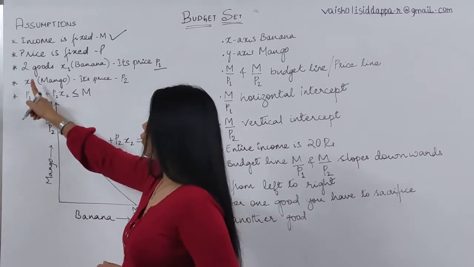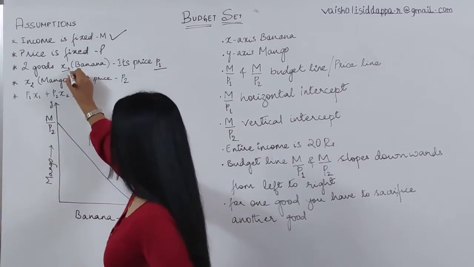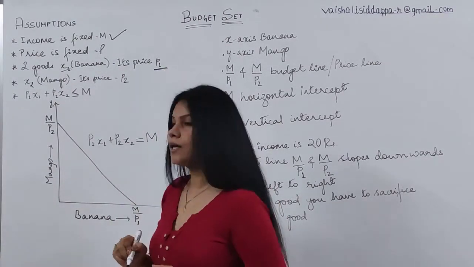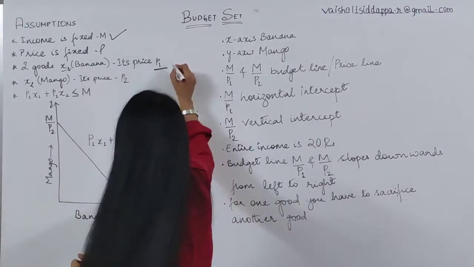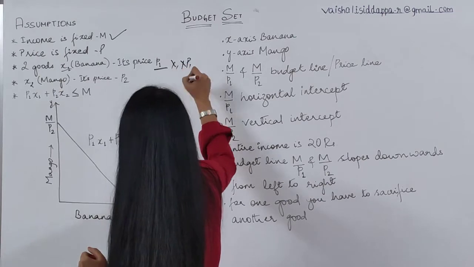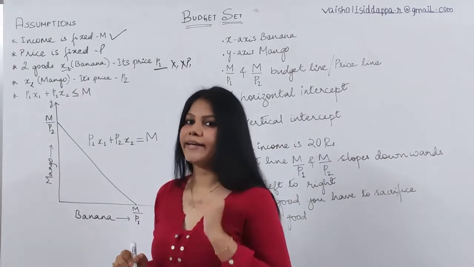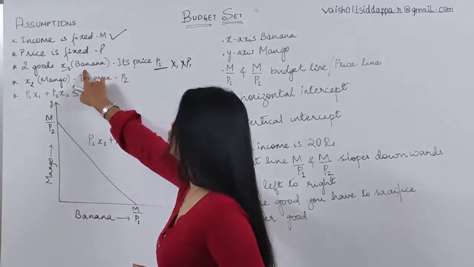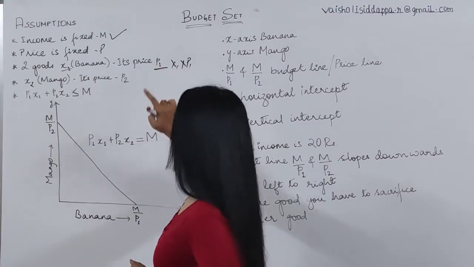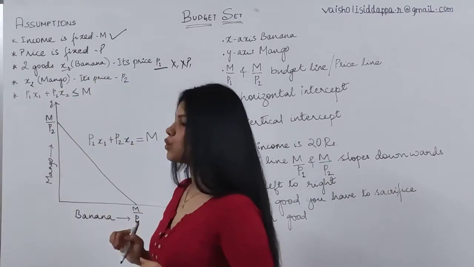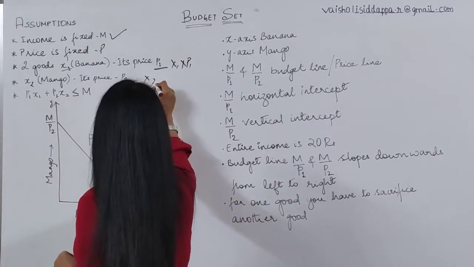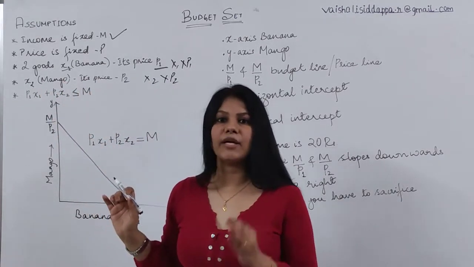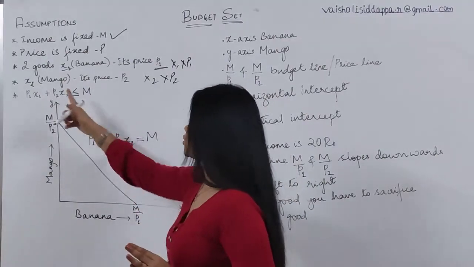So what will be the calculation? We are purchasing X1, and the price of this is P1. If you multiply X1 into P1, you will get how much money we are spending on banana. The same thing applies to X2 and P2. If you multiply X2 into P2, you will get the actual amount you are spending on mango. X2 is nothing but the mango.